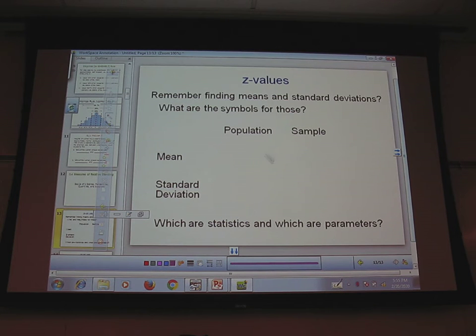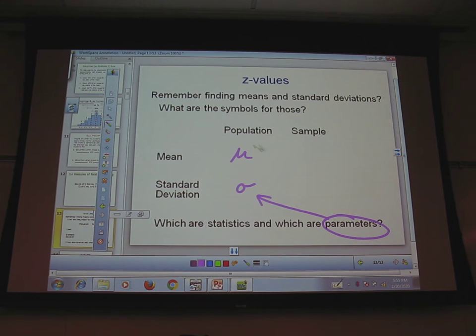Population mean, what's the symbol? Mu. Like the Pokemon. Mu. Population standard deviation, what's the symbol? Sigma. Circle with the tail. Are these statistics or parameters? Parameters. They're for a population, so they are parameters.